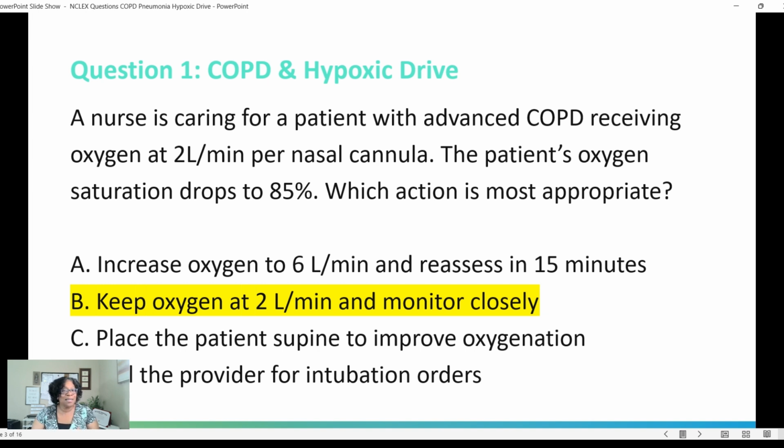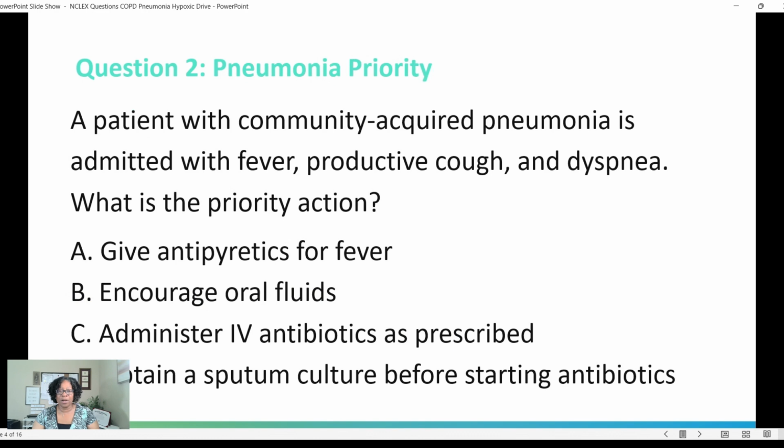And then D, at this point, calling the provider for intubation orders is a little premature because it doesn't say in any way, shape, or form that the patient was in any kind of distress. So look at the intervention that you can do now that will stabilize your patient without any harm. And the answer B is your best choice. All right, let's try another one.